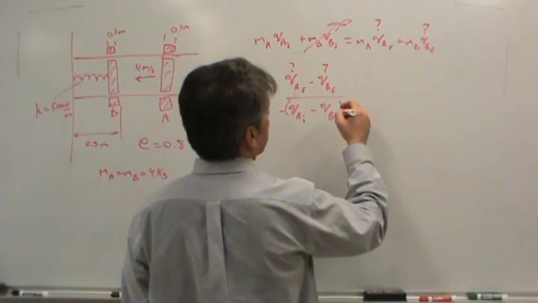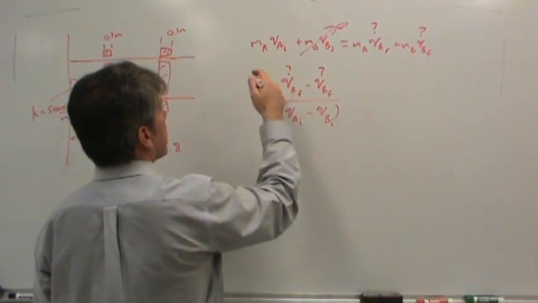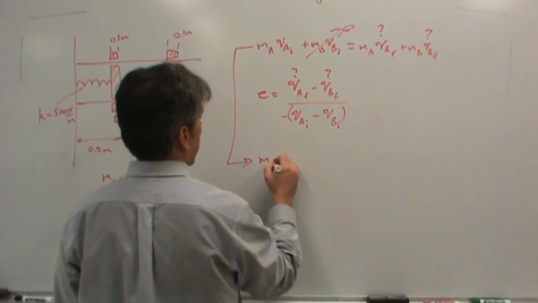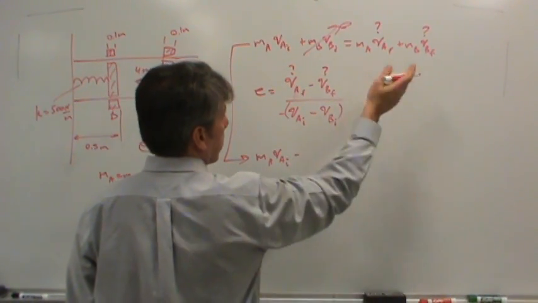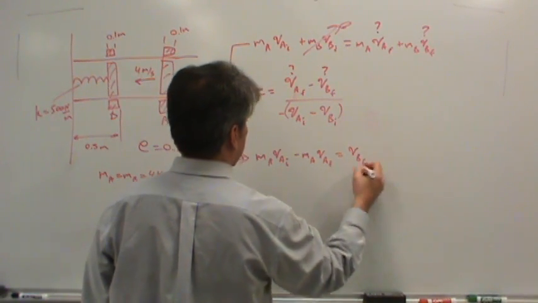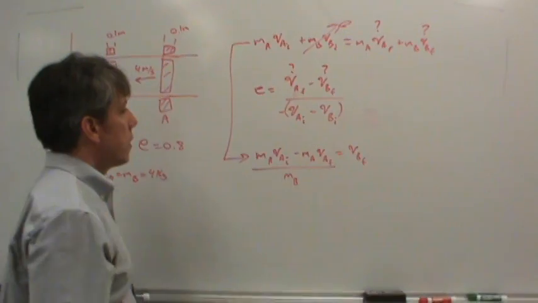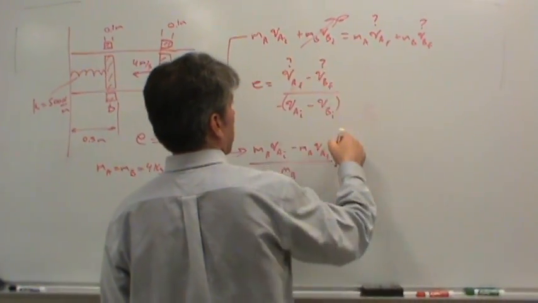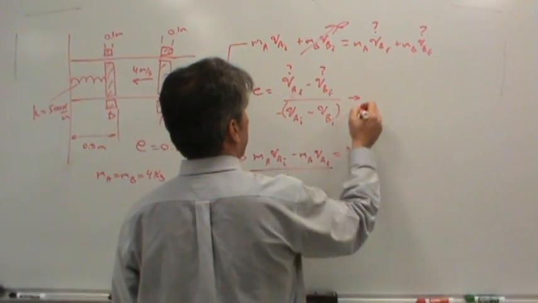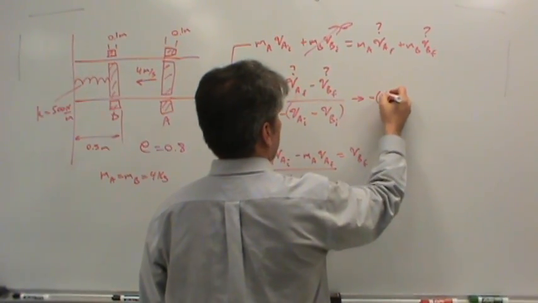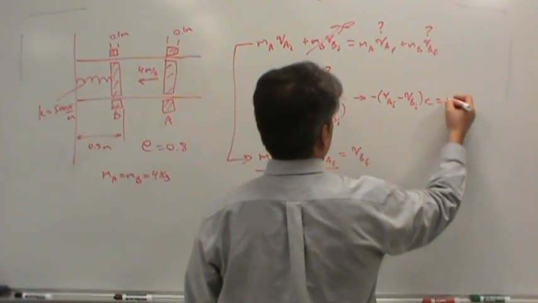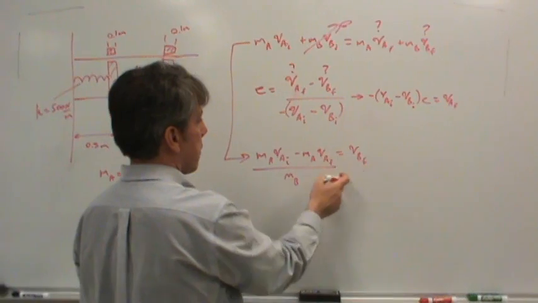I think in a previous problem I rearranged the coefficient of restitution equation, so this time I'll just rearrange the momentum equation. Mass of A, velocity of A initial; we need both, so we'll just subtract one of these off. Mass of A, velocity of A final, equals velocity of B final if we divide both sides by the mass of B. So there we have it. Let's plug that in here. This would be VA final. Let's make our lives easier and move this to the other side. So negative VA initial minus VB initial, multiplied by e, equals VA final minus VB final. But VB final is this whole mess.